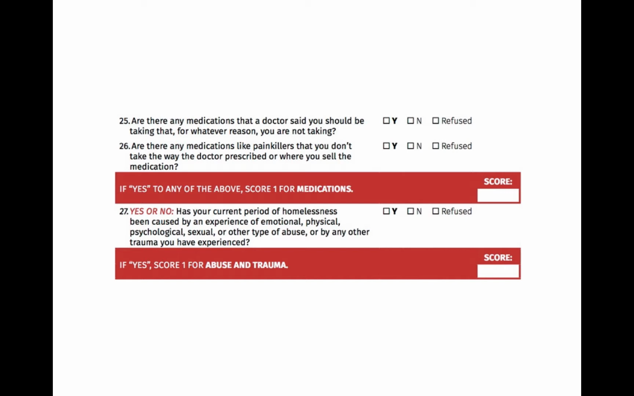Has your current period of homelessness been caused by an experience of emotional, physical, psychological, sexual, or other type of abuse, or by any other trauma you have experienced? Yes or no. Again, trauma can be defined many different ways by many different people. So literally just yes or no. You can word it slower, go piece by piece with them, but please do not try to explain what a traumatic event is to them.